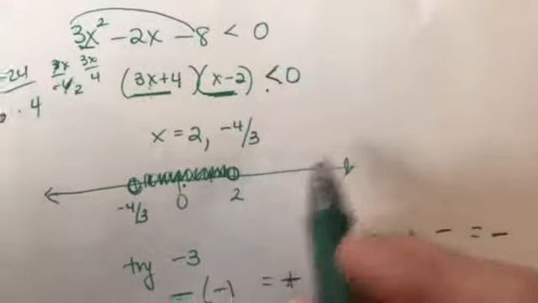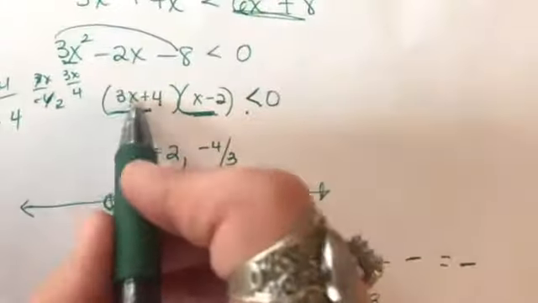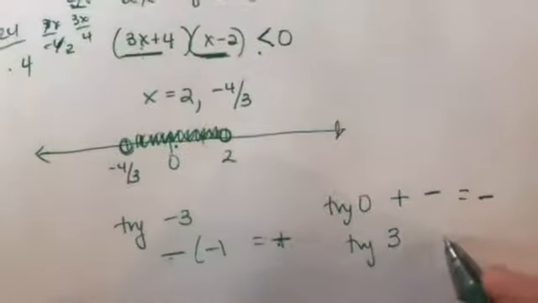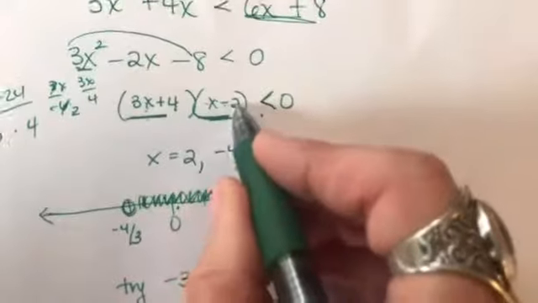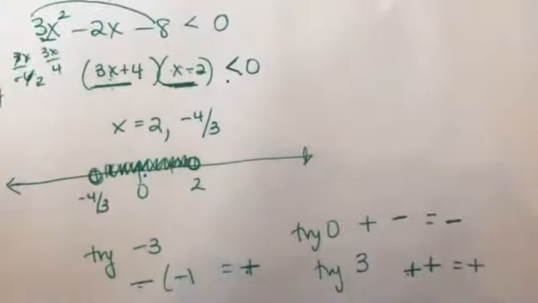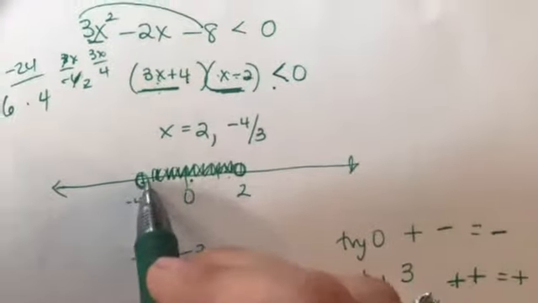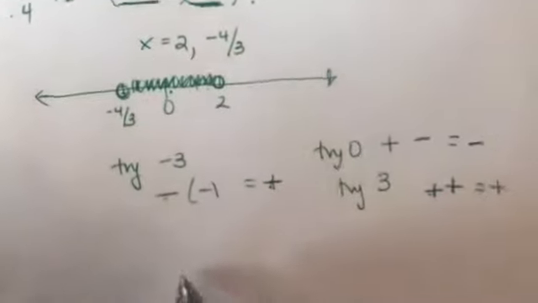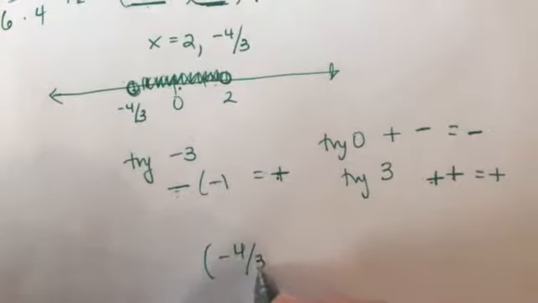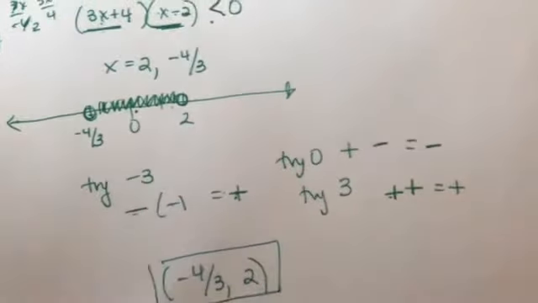Okay, now try something to the right. How about if we try a positive 3? Well, that'd be 9 plus 4. That's definitely positive. 3 minus 2. That's still positive. A positive and a positive. That's positive. So that's not going to work. So here's my interval. Since those are open, it's going to be negative 4/3 to 2. That's my interval that works right there. Okay.